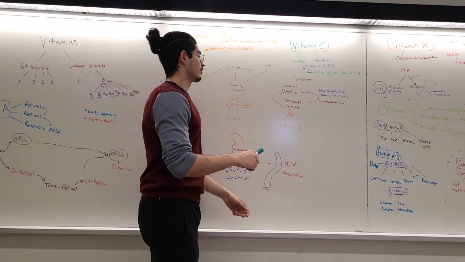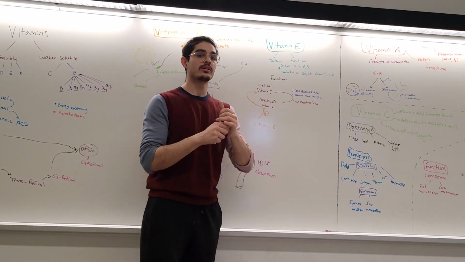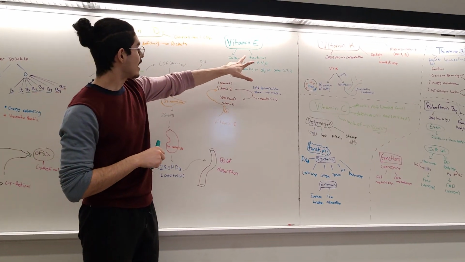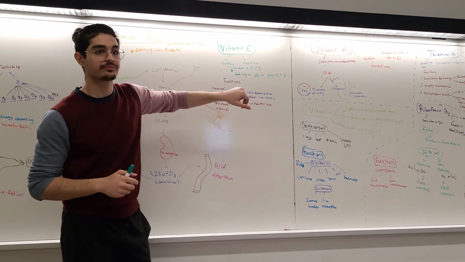Now let's talk about vitamin E. Okay. Vitamin E comes in two flavors. We have tocopherols or tocotrienols.